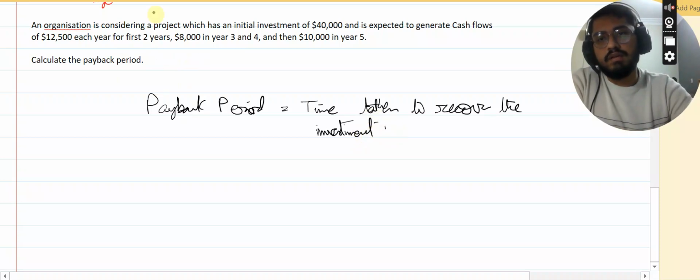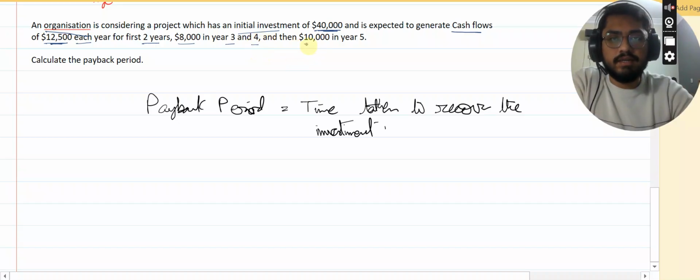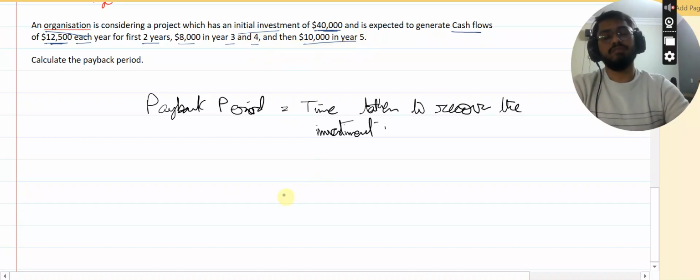Okay, let's try to understand this with an example. An organization is considering a project which has an initial investment of $40,000, and is expected to generate cash flows of $12,500 each year for the first 2 years, and then $8,000 in year 3 and year 4, and then $10,000 in year 5.